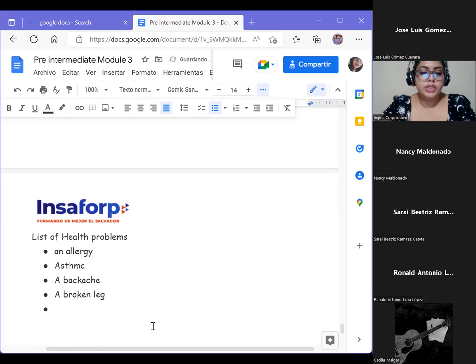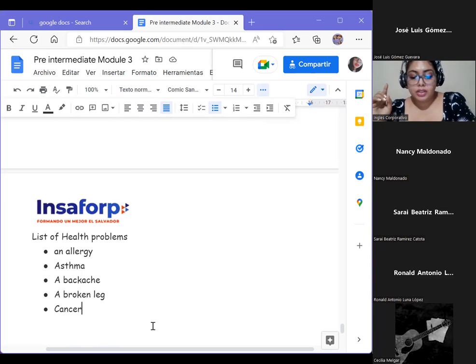Then we have cancer. It says a serious disease caused by an uncontrolled division of abnormal cells that harm normal body cells in a part of the body. Esto es cáncer, que es una enfermedad bastante seria, que es causada por una división incontrolada o anormal de las células.